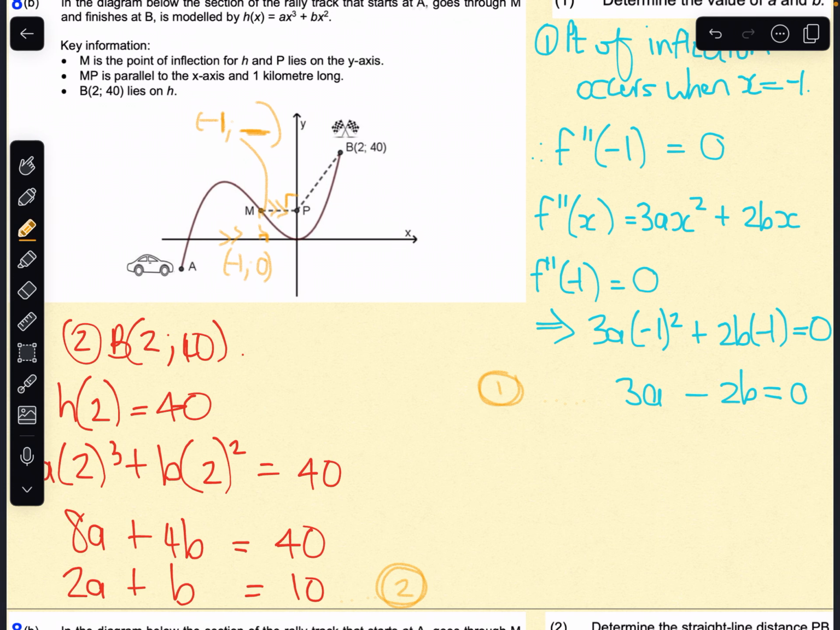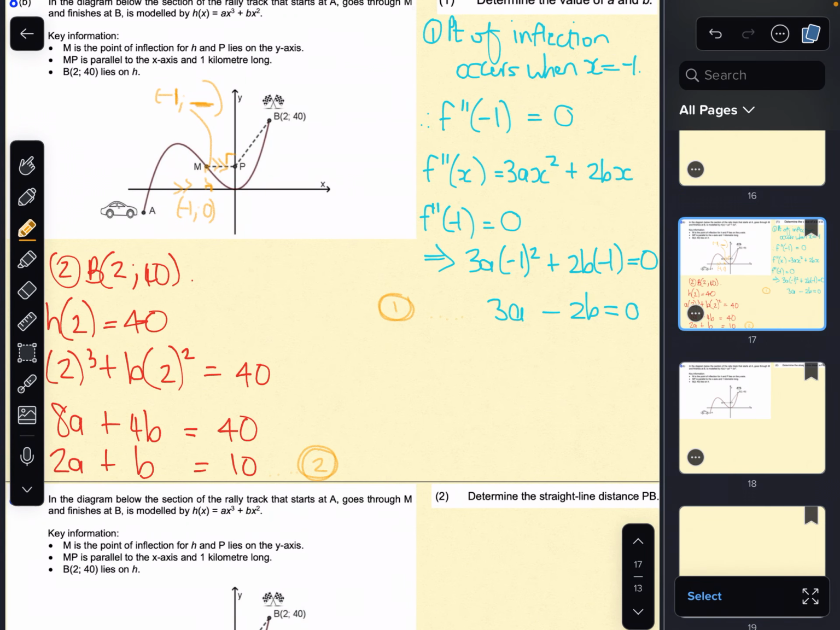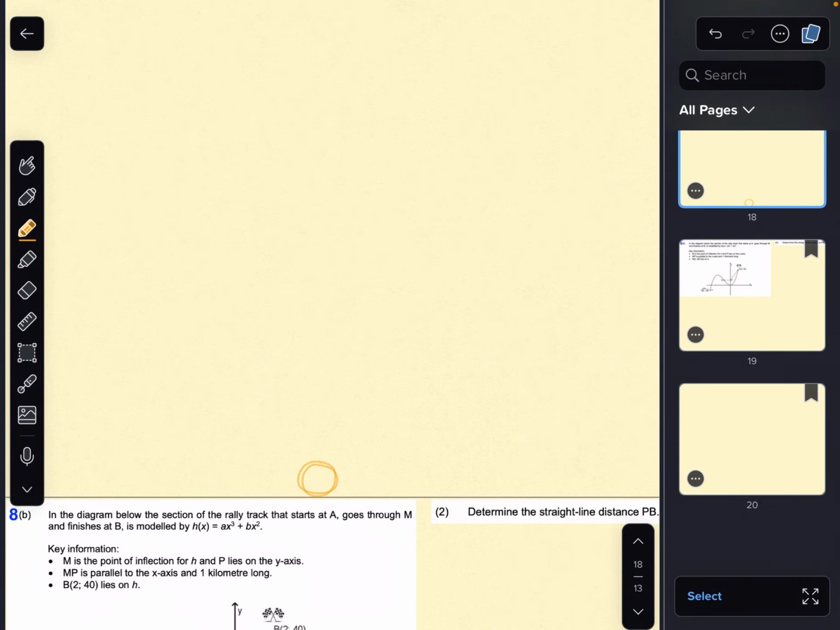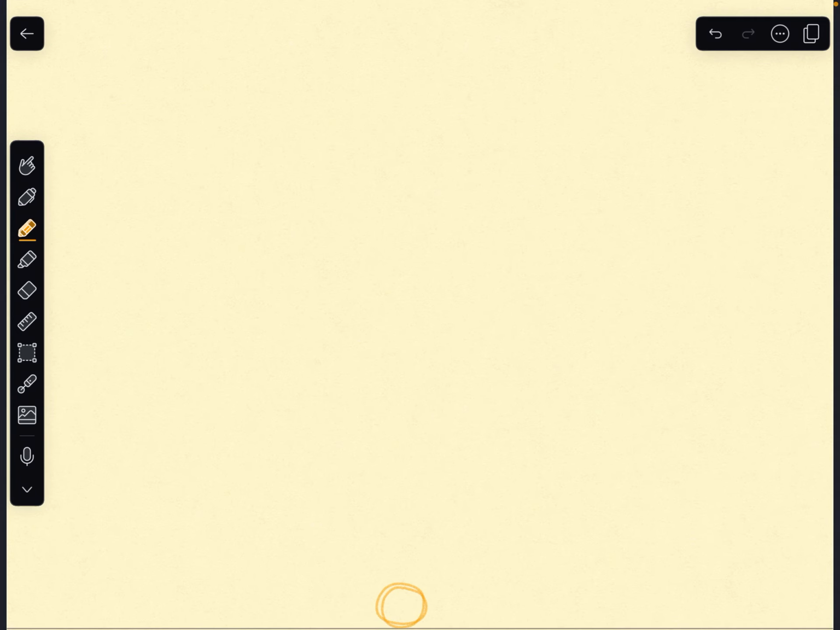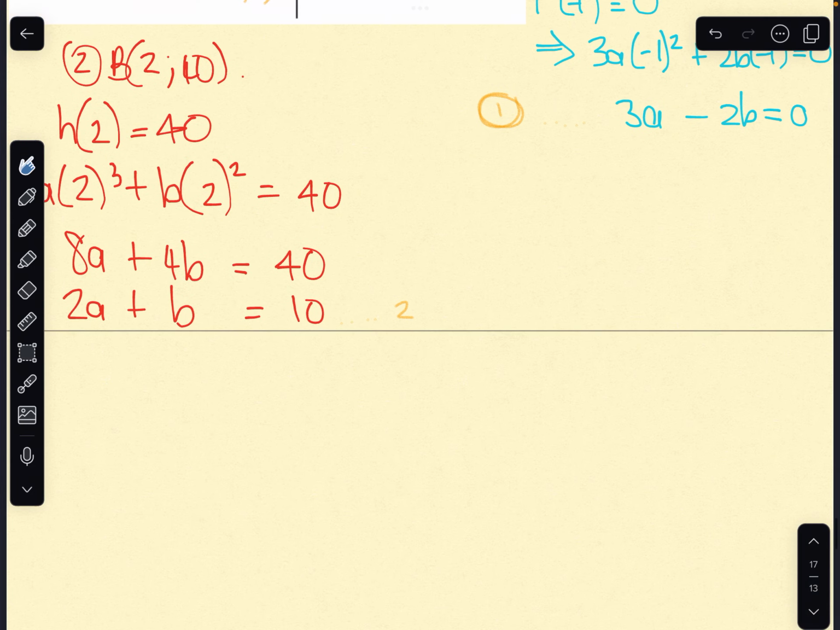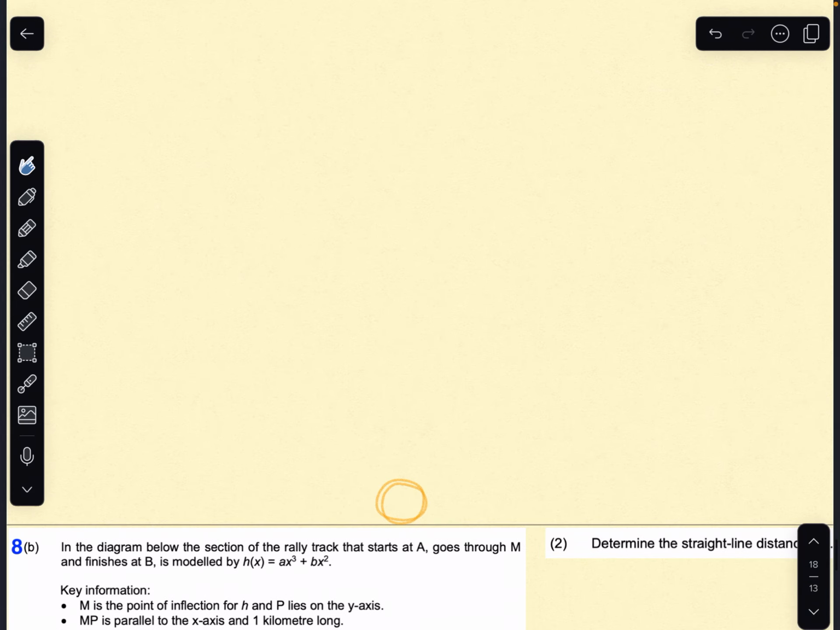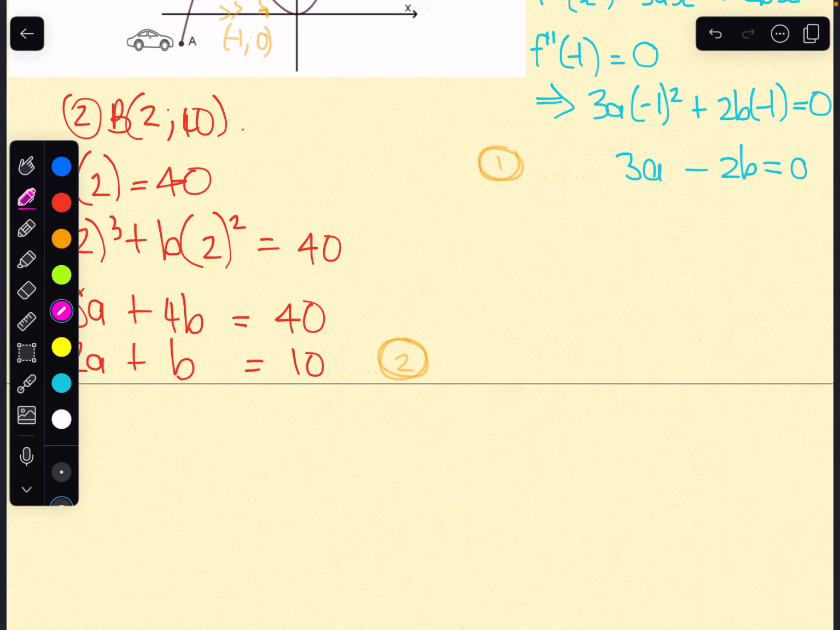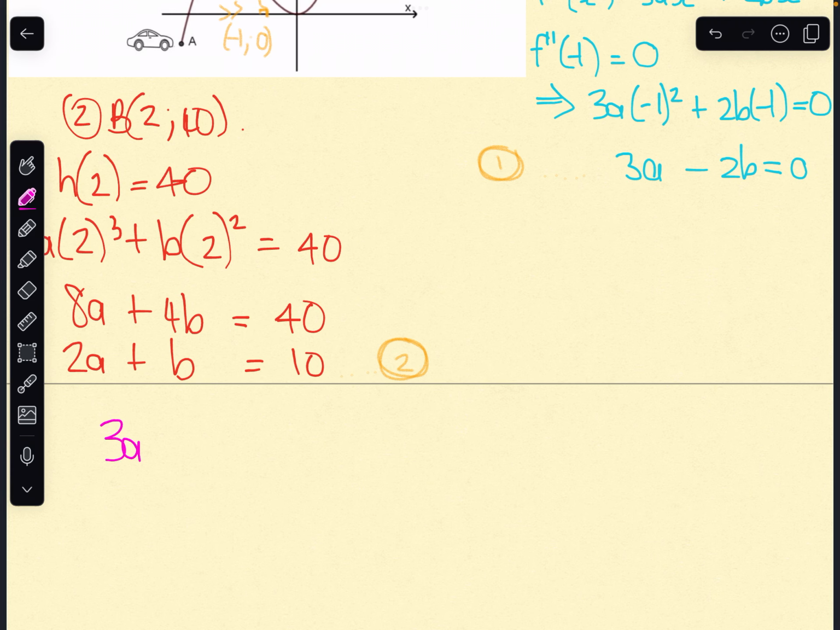Right, so now we've got to solve simultaneously. Where's my circle here now? There should be a tester for this app. Okay, right. So our two equations are 3a minus 2b is equal to 0 and 2a plus b is equal to 10.